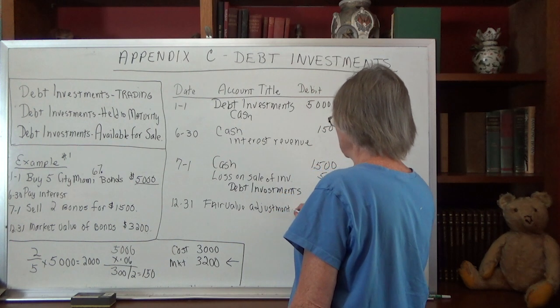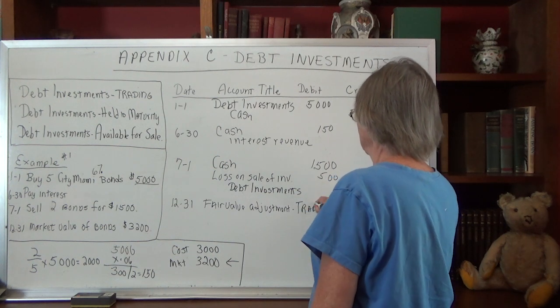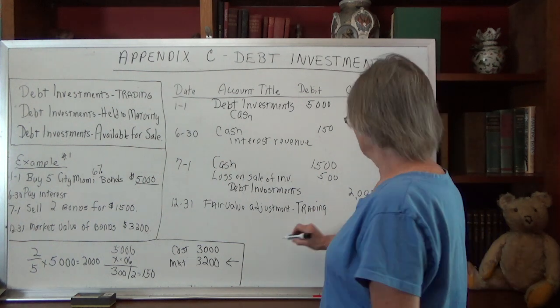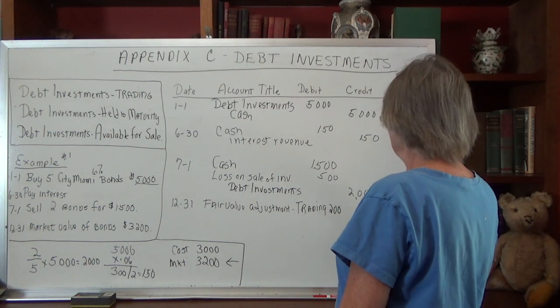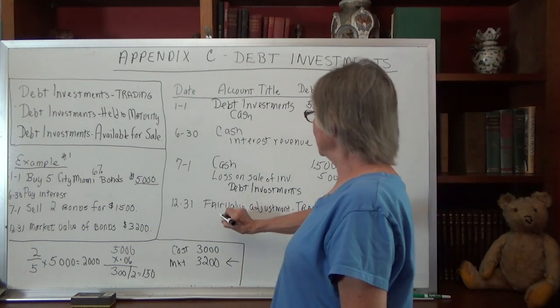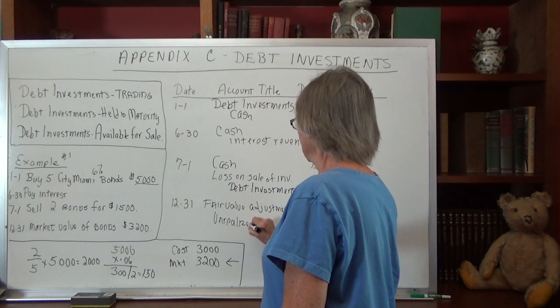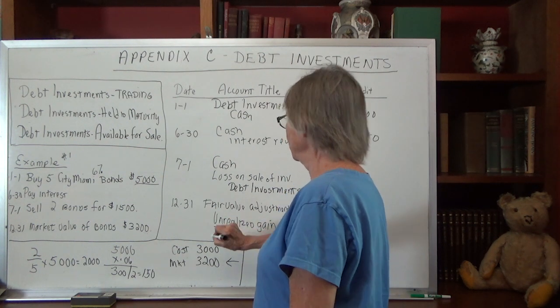And we do have to specify that it's trading, not available for sale. Oh, I haven't lined things up well here. And so that would be for 200. Okay, I'm just going to have to cram that right in here. And then we have an unrealized gain, because it's unrealized, because we haven't sold it.